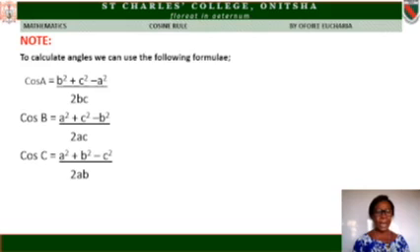To find A, which is angle A, it is b squared plus c squared minus a squared all over 2bc. And to find angle B is a squared plus c squared minus b squared over 2ac. And to find angle C, it is a squared plus b squared minus c squared over 2ab. We are now going to use this formula to find the following.